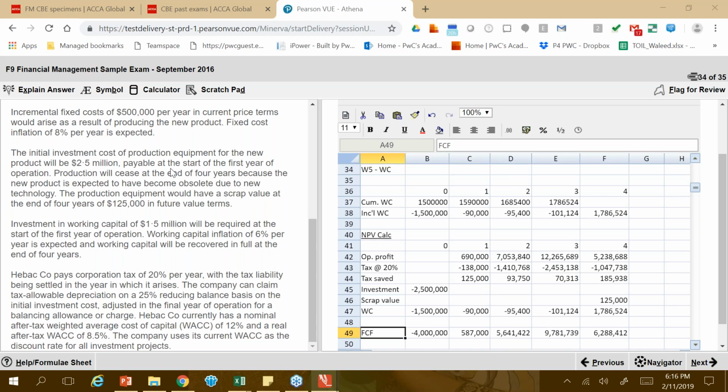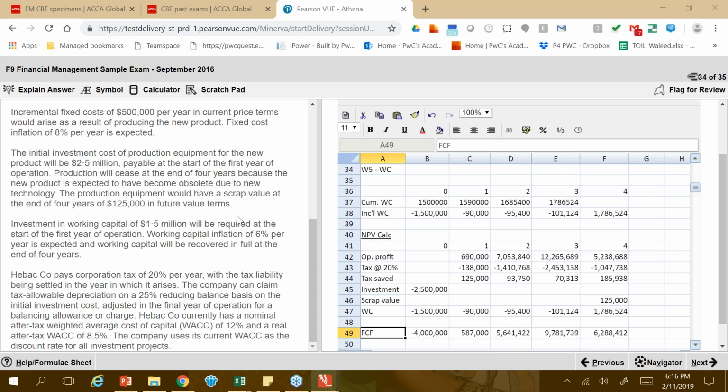Please tell again operating profit. I'll show you that again. Is the drag formula function available in the exam? Yes, it is, and we are doing this question on the CBE past exams platform of ACCA. So this is exactly how I want you to do it in the exam as well.